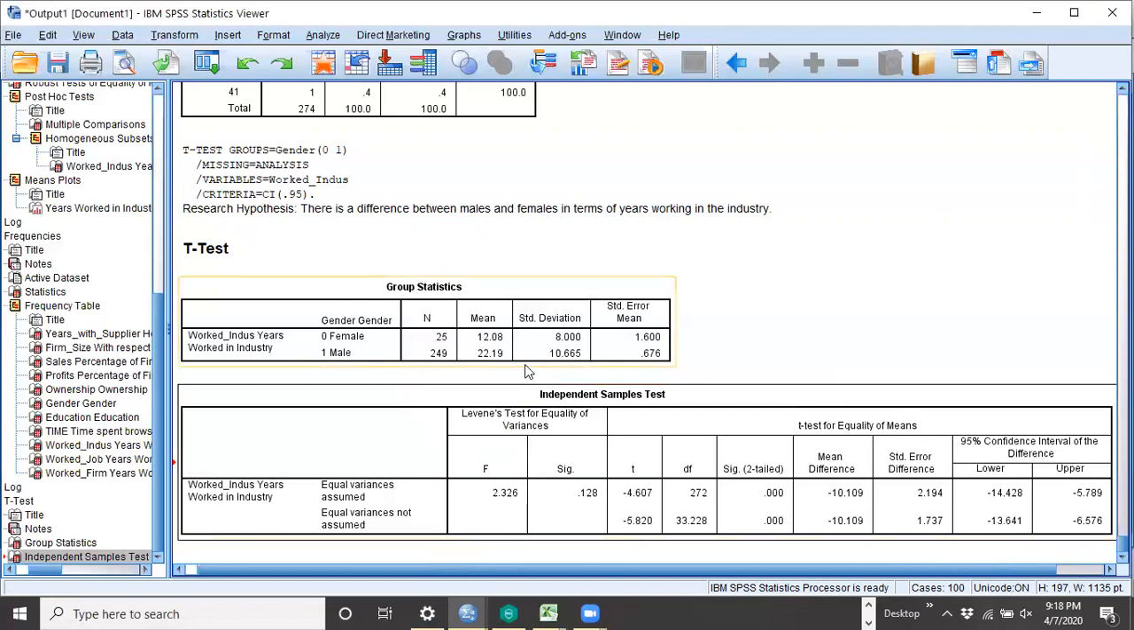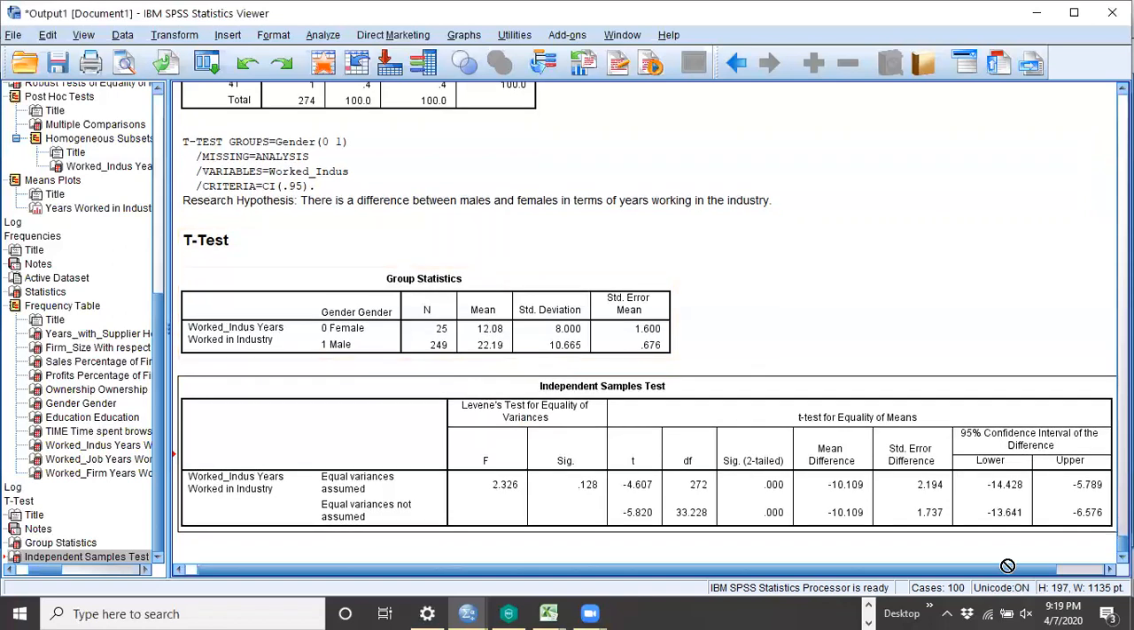So what is the conclusion? We reject the null. The interpretation is that males and females worked a statistically different amount of years in the industry, and then you can go back and say males have worked statistically more years in the industry than females, based on this mean table. Okay, so that's it for the t-test.